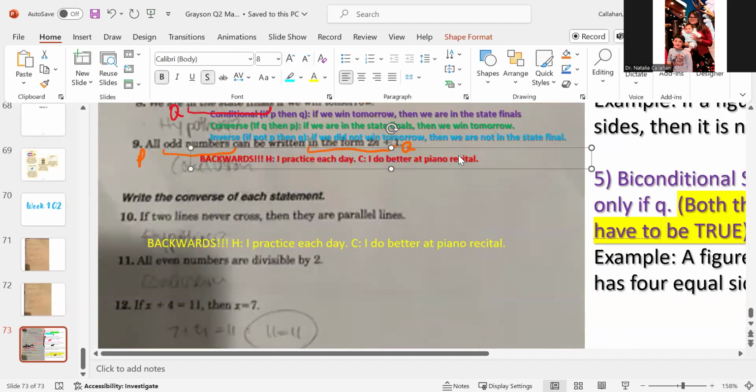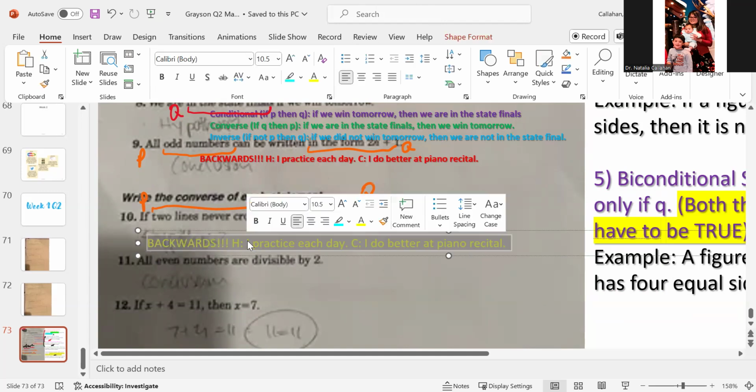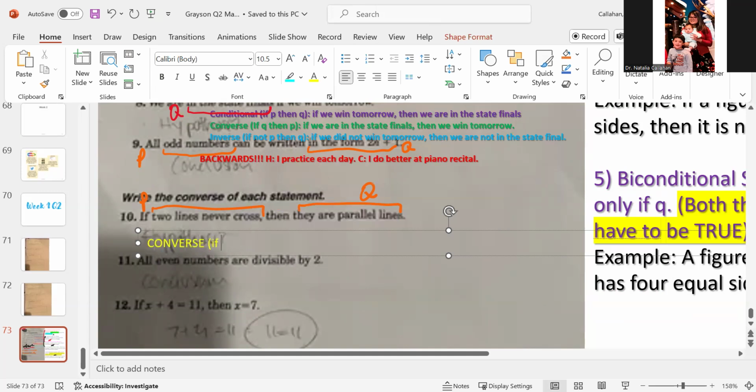Good. So that's a pretty easy one. That's P. They are parallel lines, that's Q, right? So how would you write this backwards? Remember, converse is if Q, then P, correct? If they are parallel lines, then the two lines never cross. Do you see how there's a negative there now? So you've got to be careful. Do you understand? When you do a not, make sure you're not doing it backwards, okay?